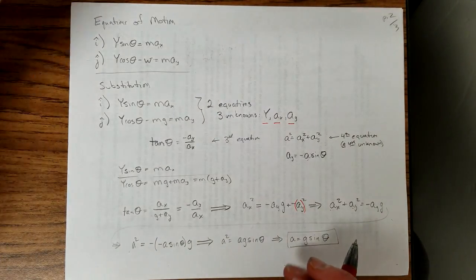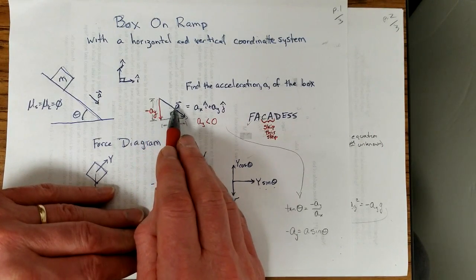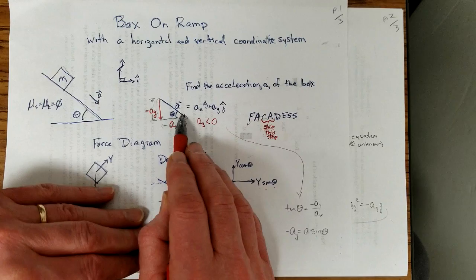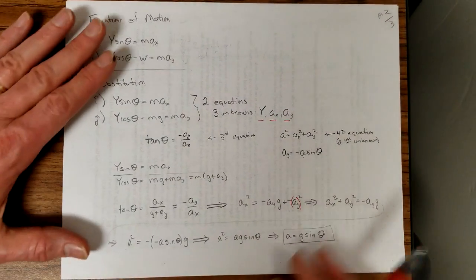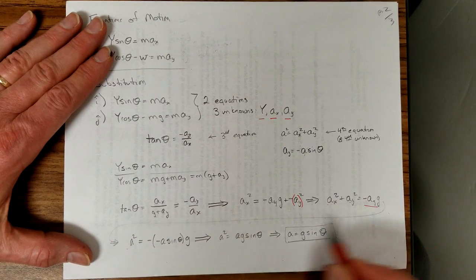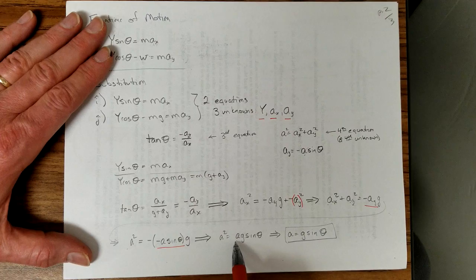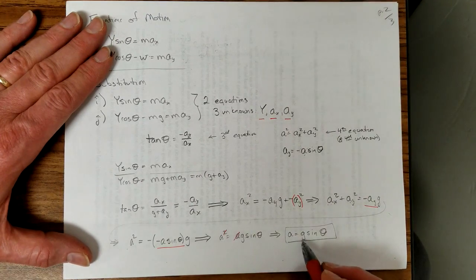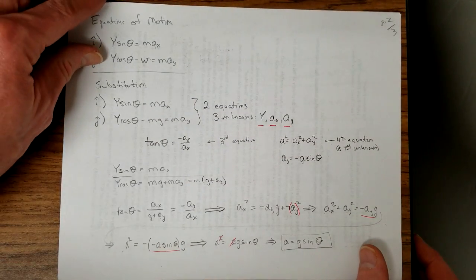I know again from my other triangle that negative ay is equal to a, which is the magnitude of that side, times the sine of theta. So I'm making that substitution for ay right there. The negative signs cancel out, and I'm left with a squared is equal to this. Divide both sides by a, and I get a is equal to g sine theta, which is what you get if you do it the easy way.